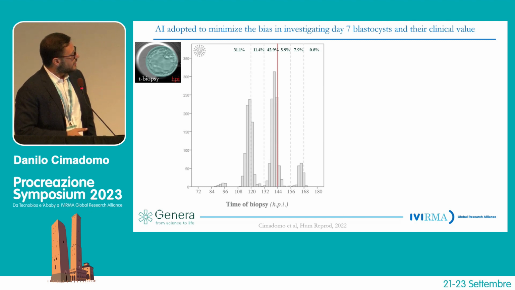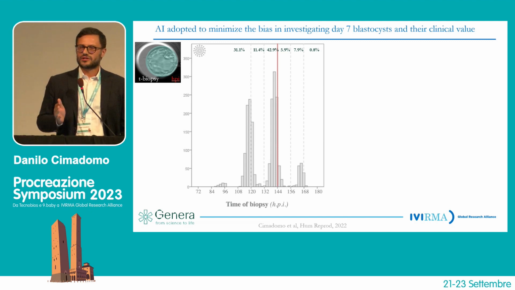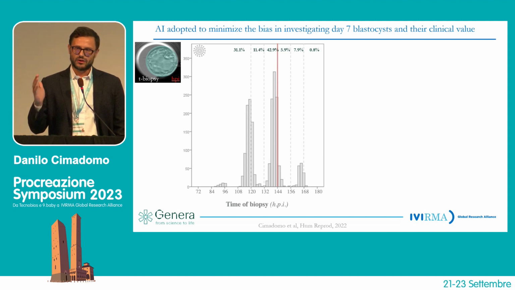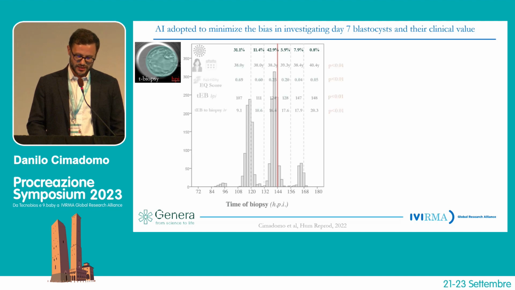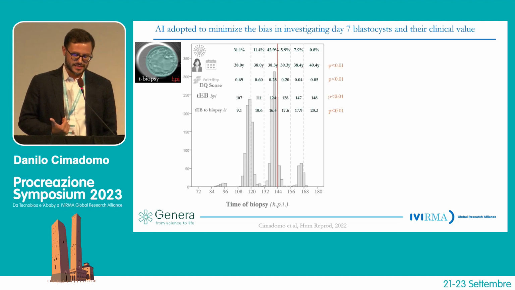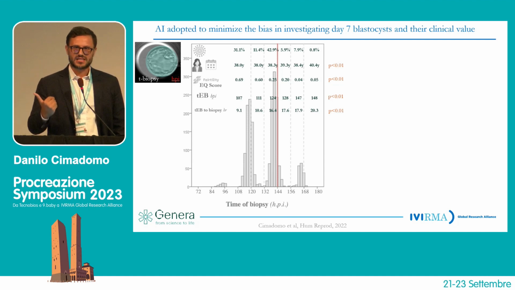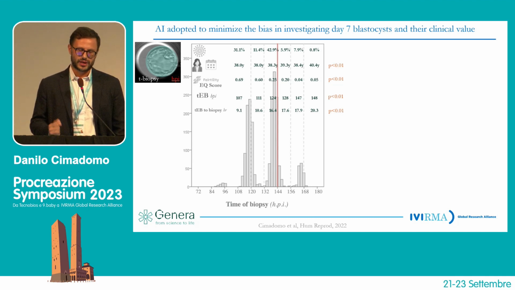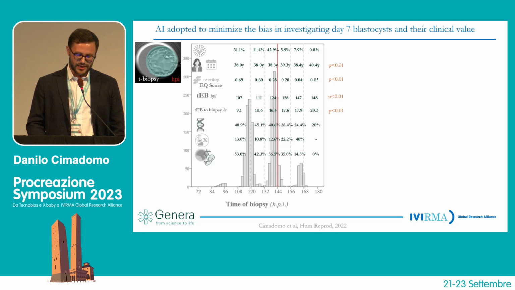You see the red line there, it's the threshold for day 6, 144 hours post-insemination. You can see that above 15% of our embryos are biopsied on day 7. They come from older patients, they are of a lower quality as assessed through AI, they start expanding later, and the whole expansion process takes almost double with respect to the day 5 embryo. A lot of information that we could collect through AI and finally analyze.